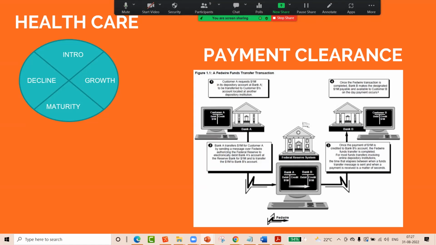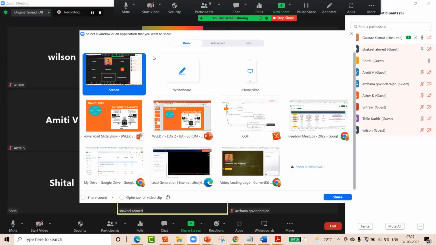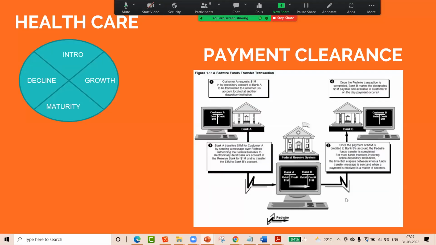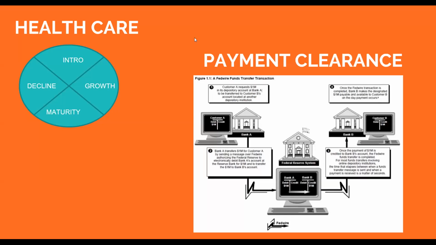So when it comes to healthcare, what do you understand by healthcare? The moment you hear these words, what comes to your mind, guys? Health, hospital, insurance, medicine, treatments, Medicare, Medicaid, prescription, medication, pharmaceutical, doctor, schedule, casualty.